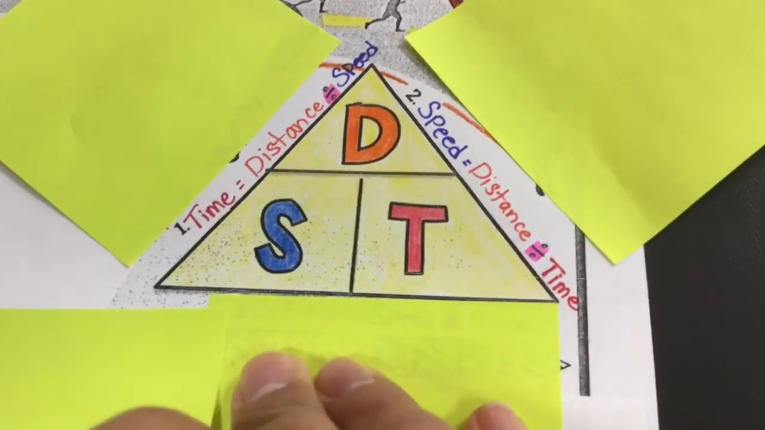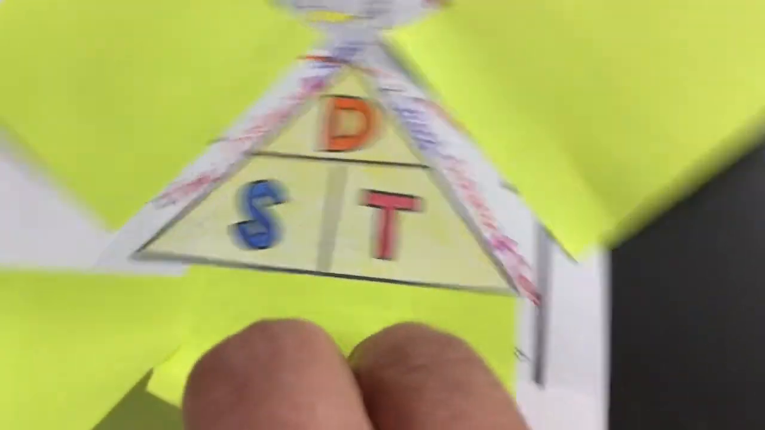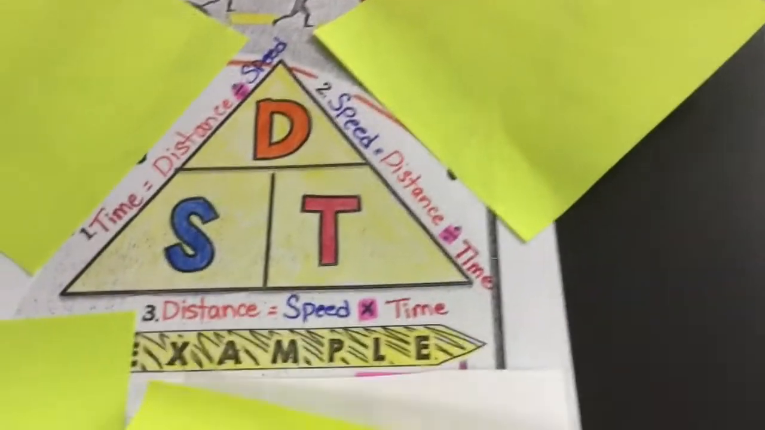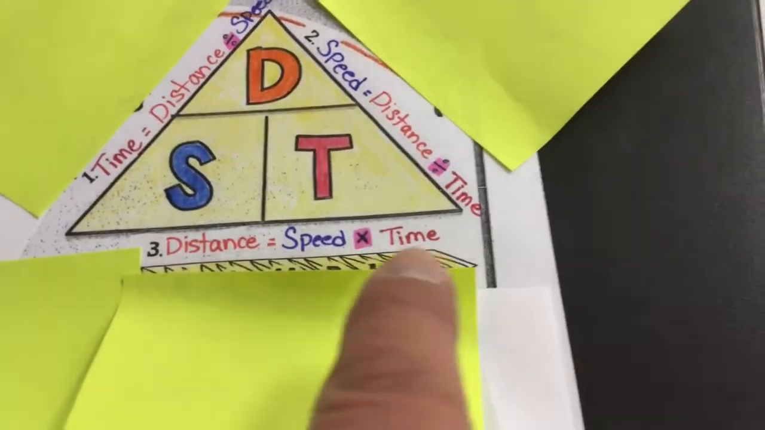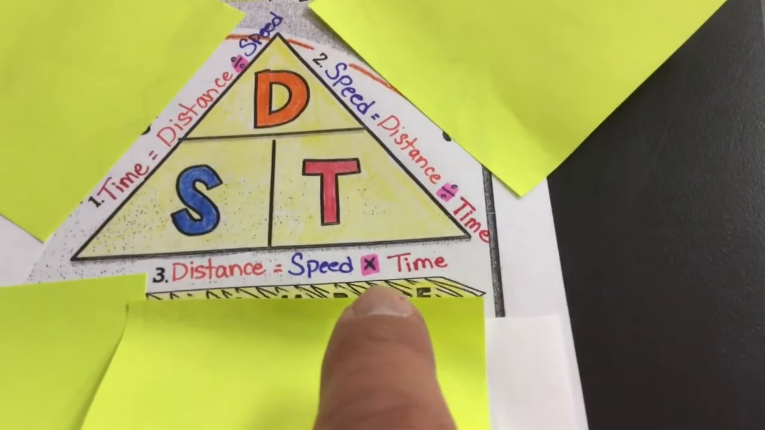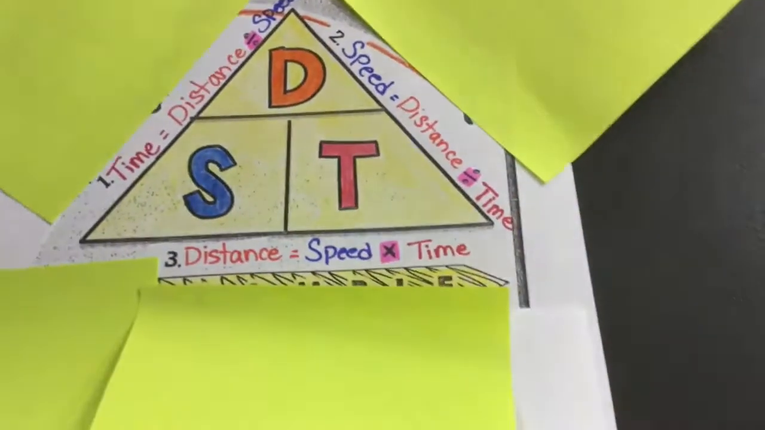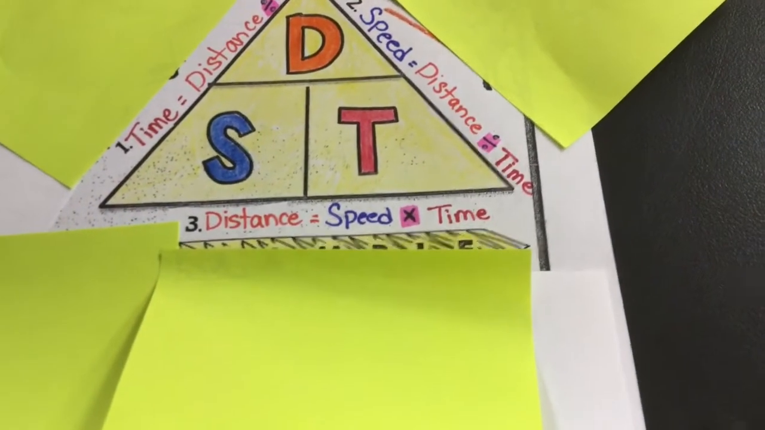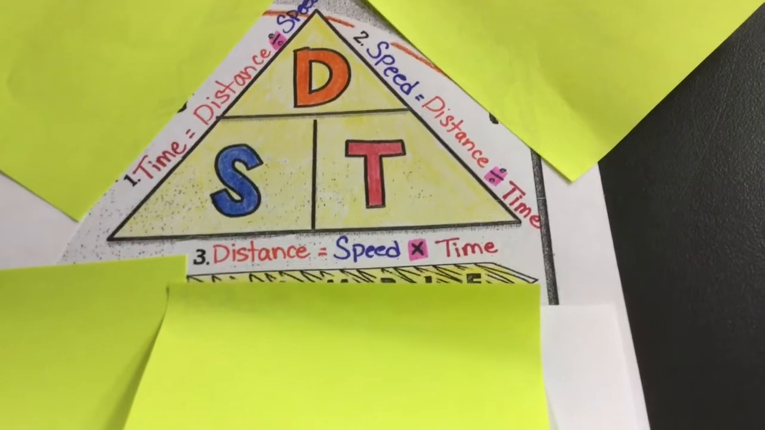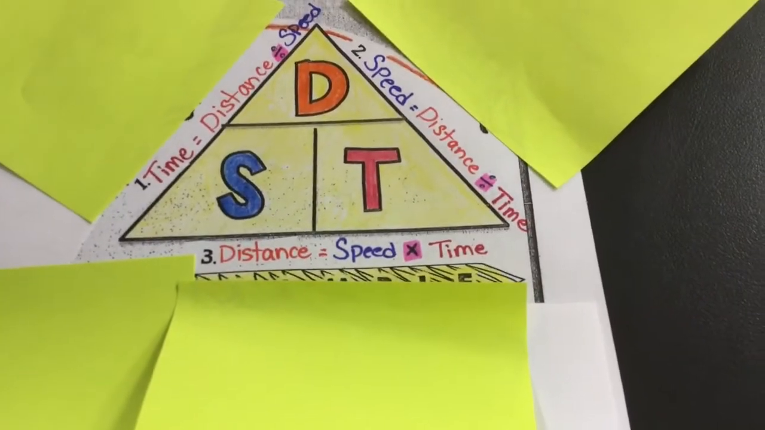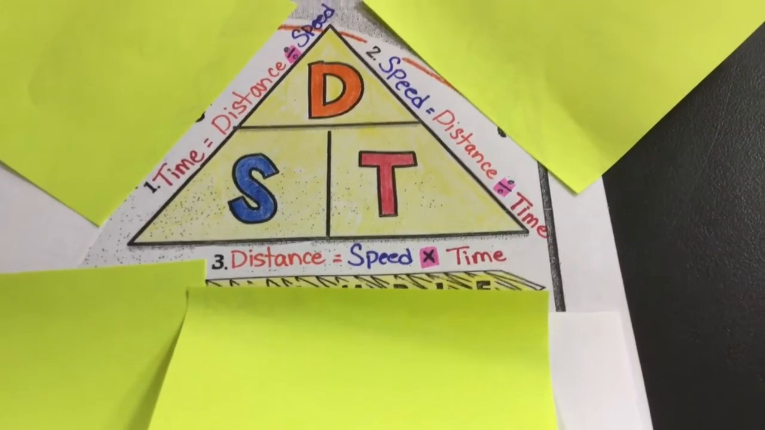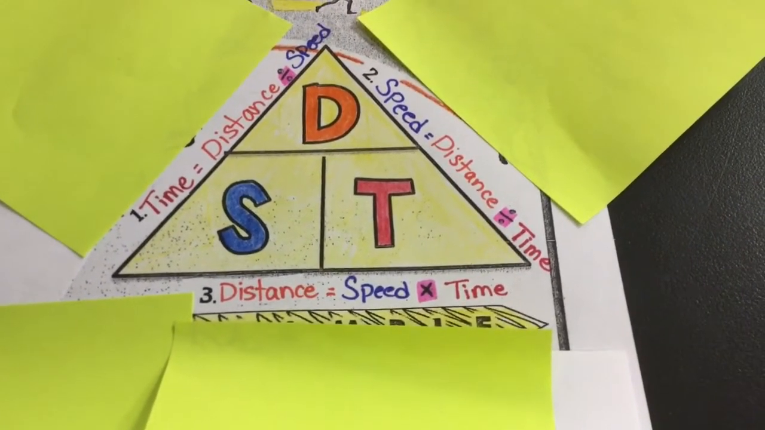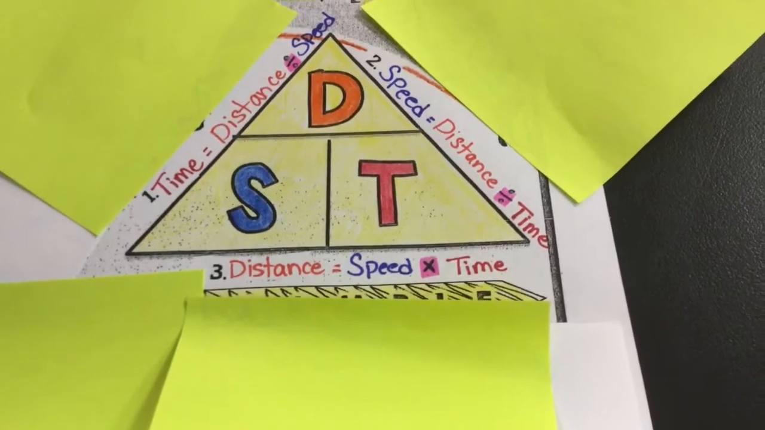On the very bottom of our triangle, we have distance equals speed multiplied or times time. So you've got distance equals speed multiplied by time. If you have a question that asks about the distance, solve the distance. How far did they move? That's the formula that we're going to use.